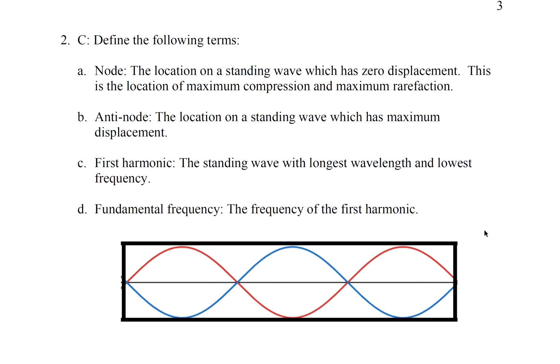Part C, first harmonic. That's the standing wave with the longest wavelength and the lowest frequency. So the first harmonic, it's when we have this closed pipe or tube, and we're only going to get half a wavelength. Right now we have 1.5 wavelengths. And the fundamental frequency is the frequency of the first harmonic.